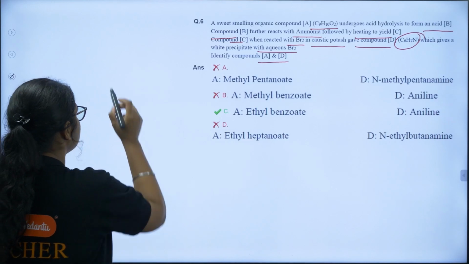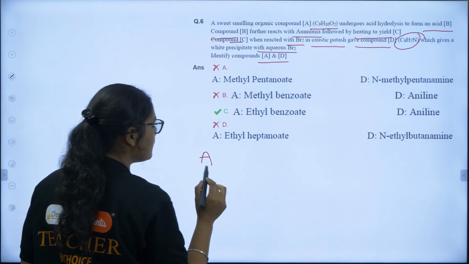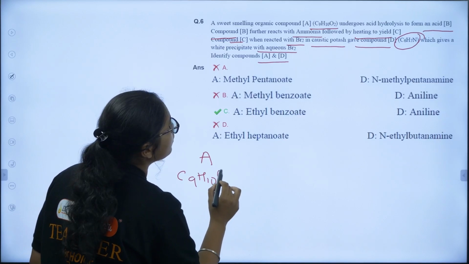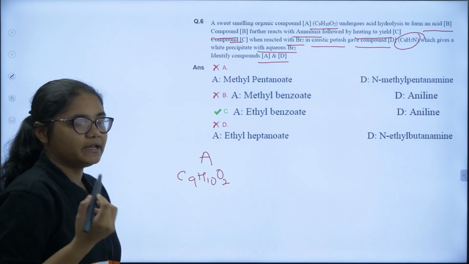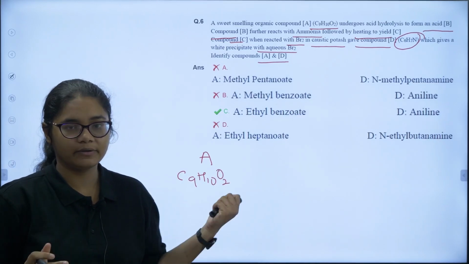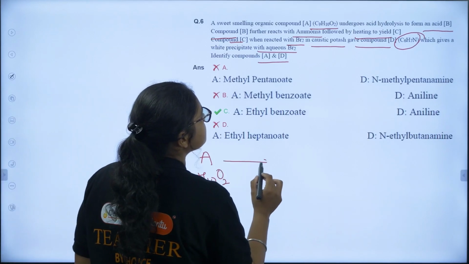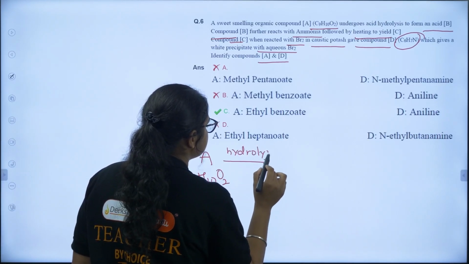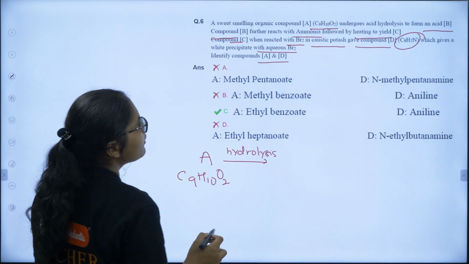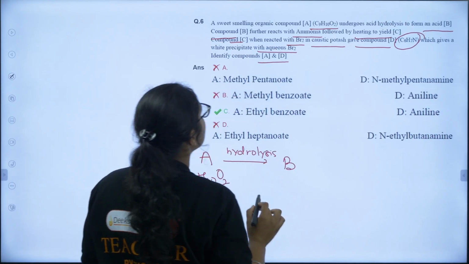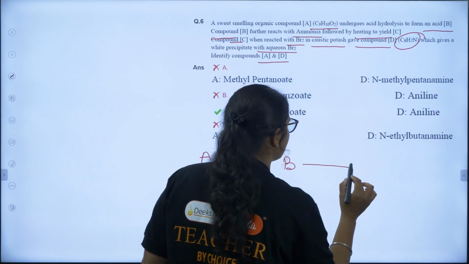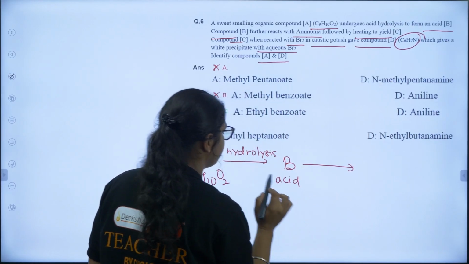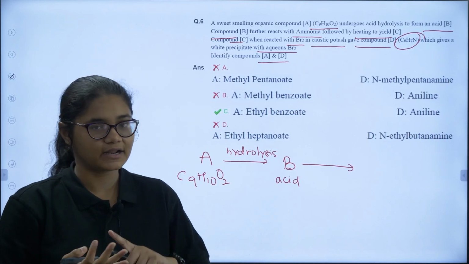So first you have A. Now what about A? The molecular formula is C9H10O2. Now if you see a sweet smelling compound, it is more likely to be an ester. Now when you do hydrolysis, what will we get? Compound B is formed. Now compound B will react with ammonia. B is an acid. So you know, when you hydrolyze an ester, we get an acid and an alcohol.